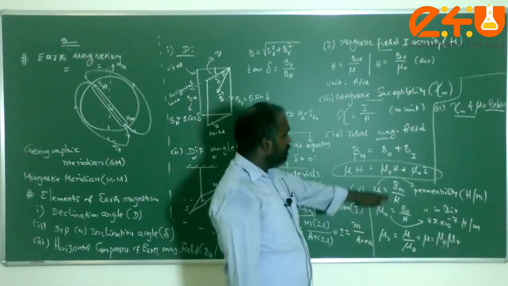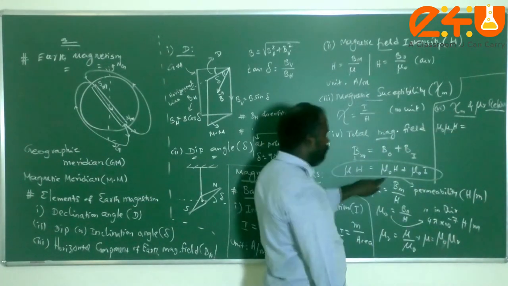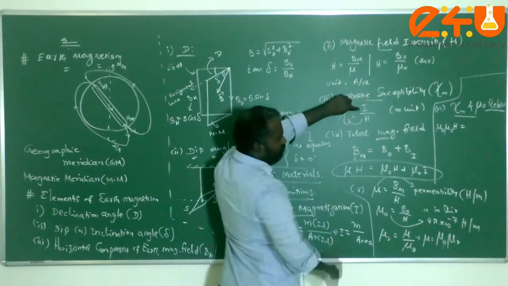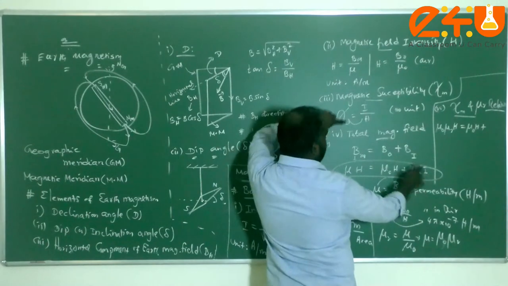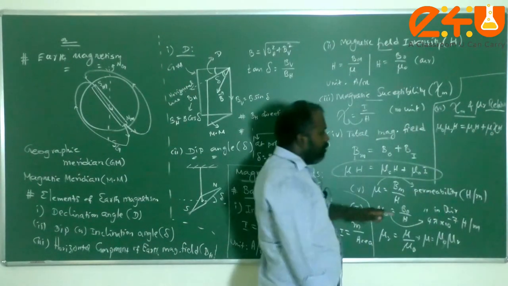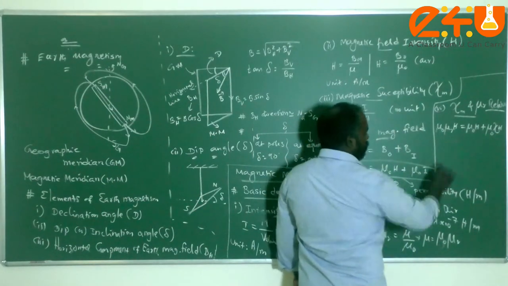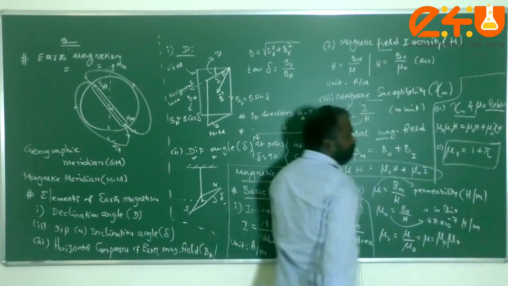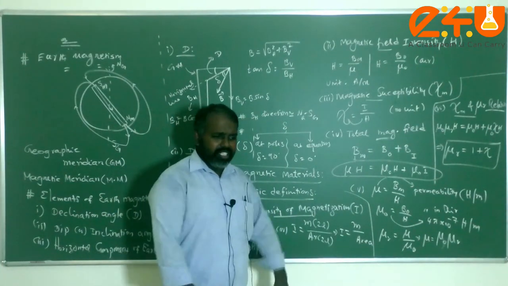Therefore I can write mu naught mu r H, equal to this equation. I can be written as chi into H. Therefore mu naught H is there as it is, plus chi mu naught I, which can be written as chi into H. Therefore mu naught H is common on either side, so it gets cancelled out. Then mu r is equal to 1 plus chi. This is the relation between relative permeability and the magnetic susceptibility of the material.